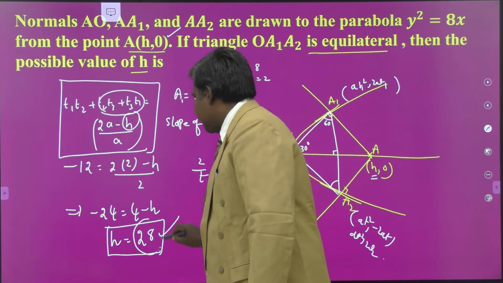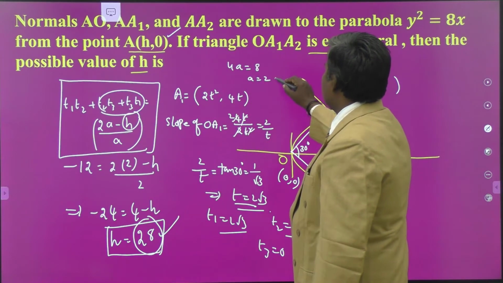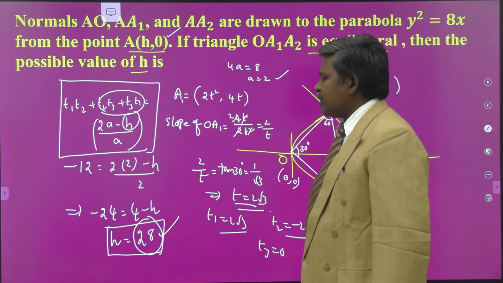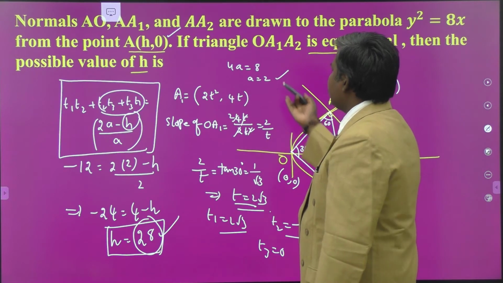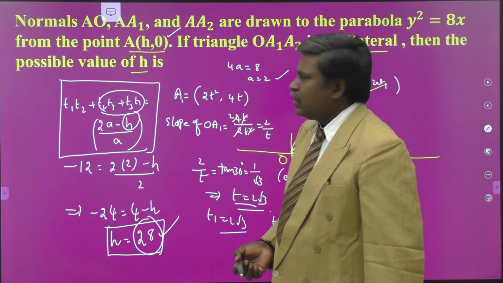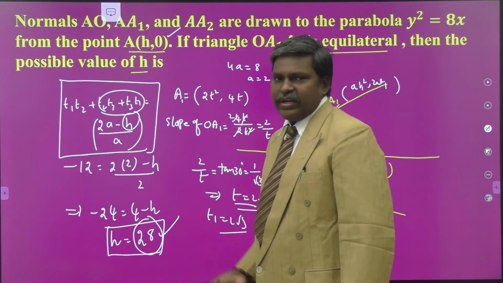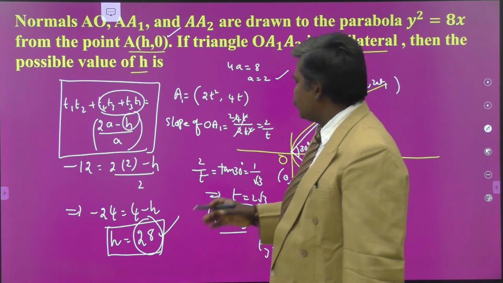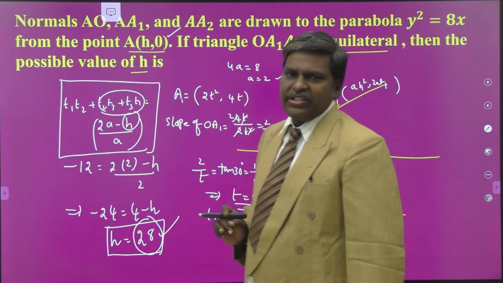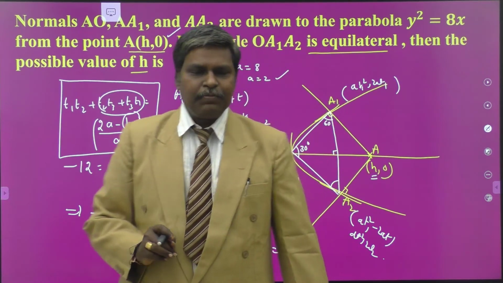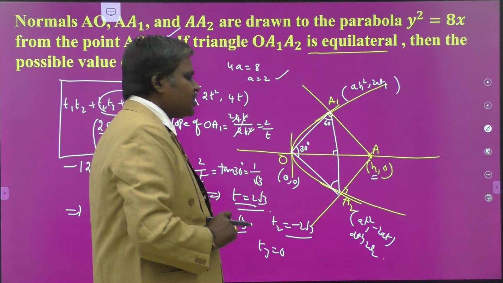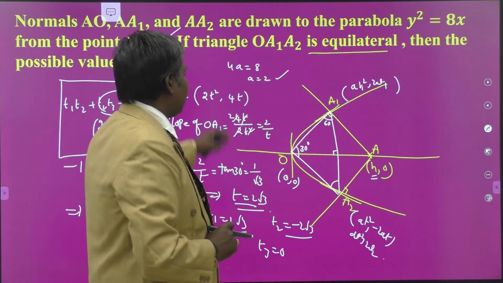Your h is what? 28. What is our 2a value? a is 2, 2 2s are 4. Clearly your h value is 28, that is more than your 4. 2a is what? 4. h is what? 28. 28 is more than 4. So clearly 3 real and distinct normals are drawn from that point. The possible value of h is, my dears, 28 here itself from the condition.